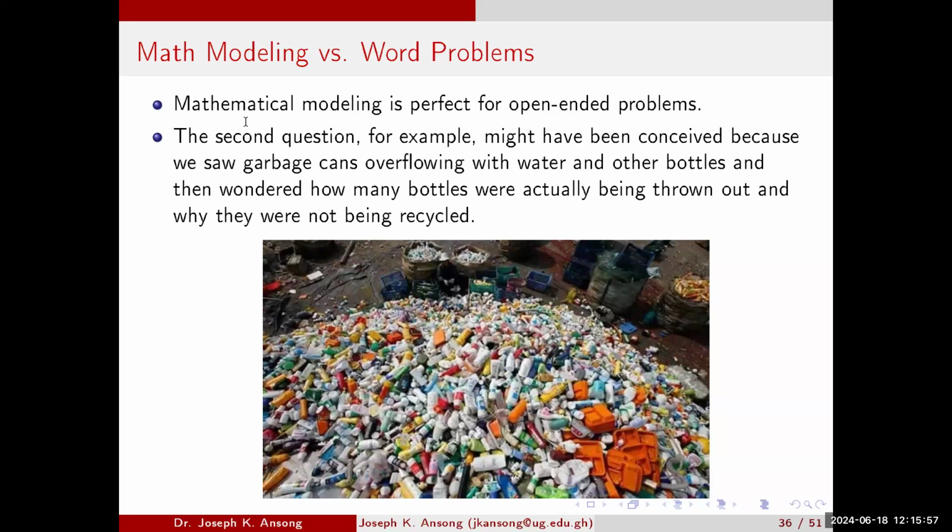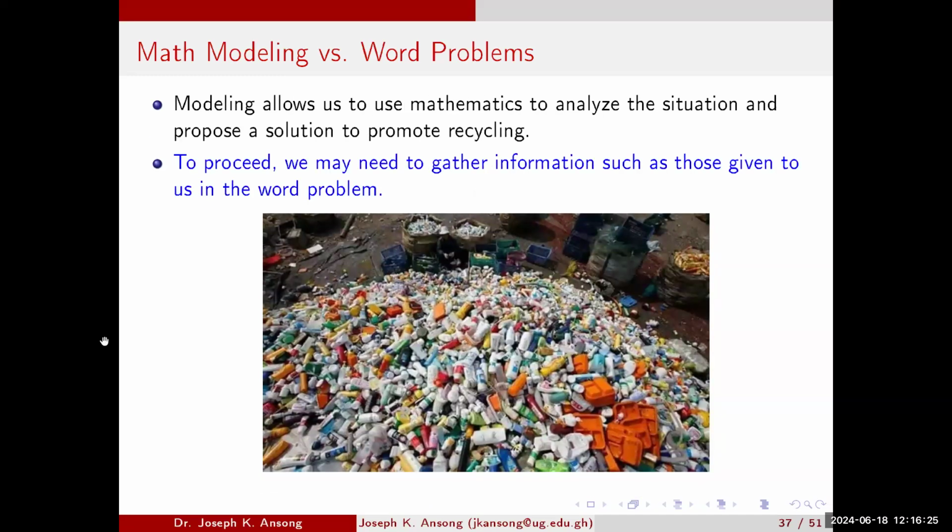Okay. So it's possible that that question came to your mind, how many plastic bottles are recycled in your town, because you've seen maybe a lot of plastic bottles lying around. You see a heap of them somewhere, and you are thinking, will these people recycle stuff? So it comes to your mind, but the way you come up with a solution is then a process. It's not a word problem. Math modeling will allow you to use mathematics to analyze the situation and propose a solution, perhaps to promote recycling.